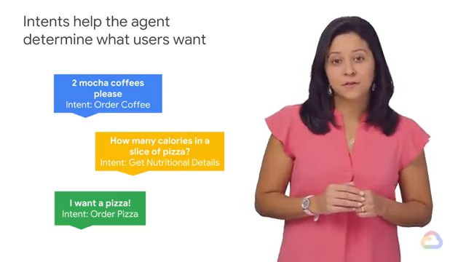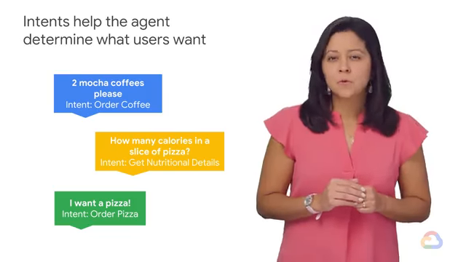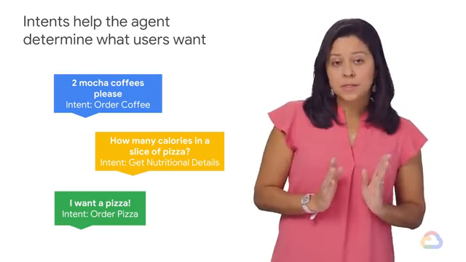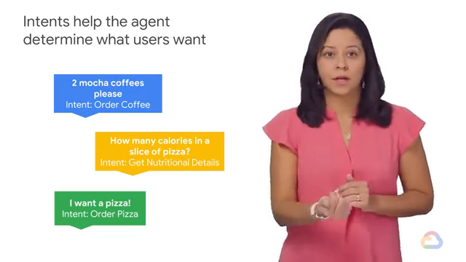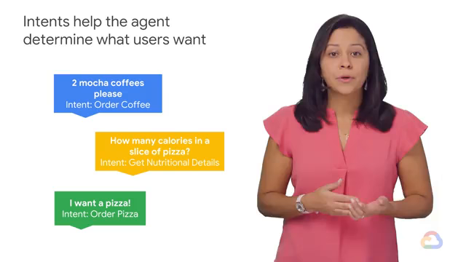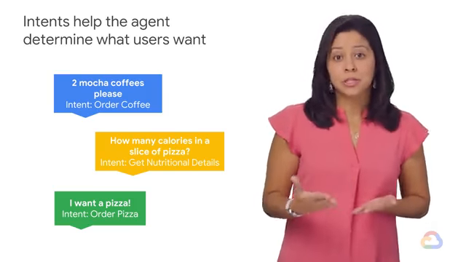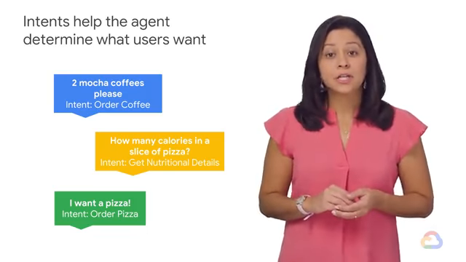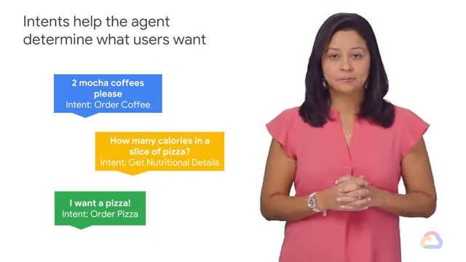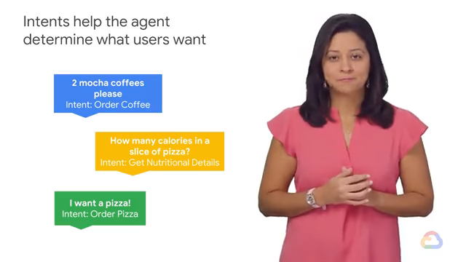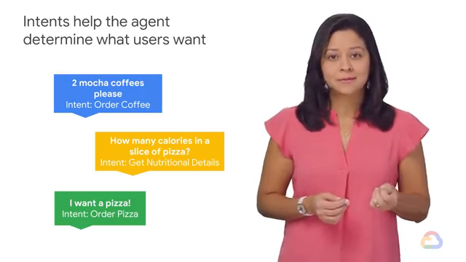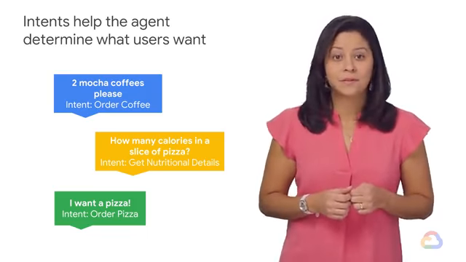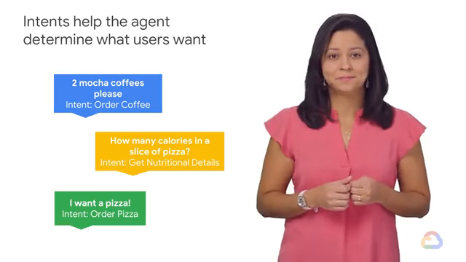To make the task of defining intents easier, some rules of thumb can be applied. First, identify the verbs in the dialogue people will have with your agent. Doing that will allow your agent to have its actions mapped to needs from the user. Another possible scenario is to identify where the application should branch logic. Here are some examples. 2 mocha coffees, please. How many calories in a slice? I want a pizza. Or even, I really need some caffeine.